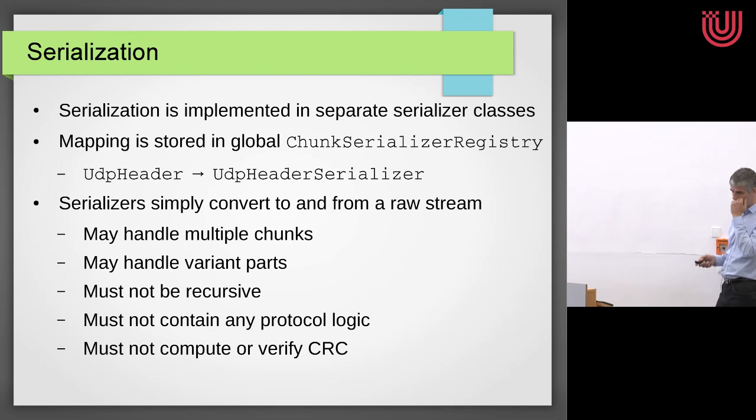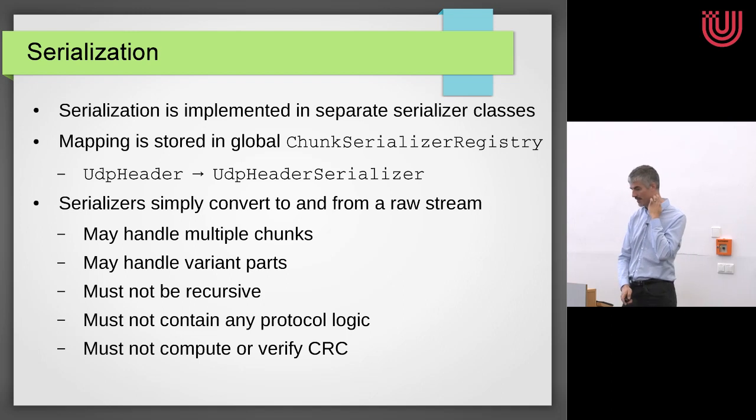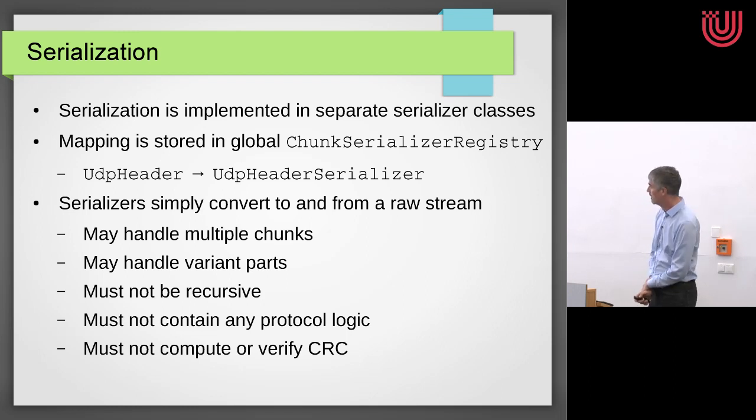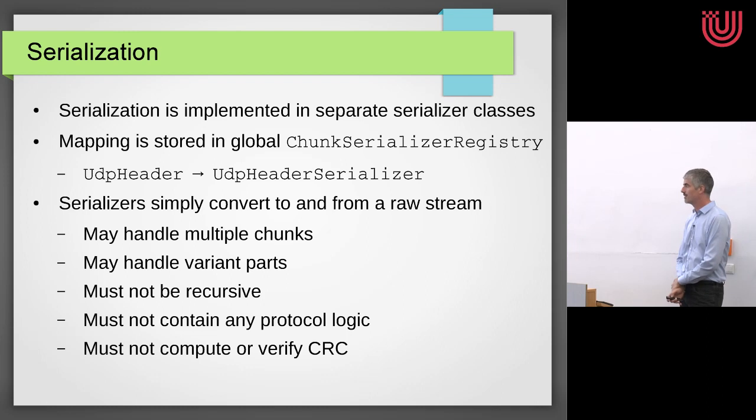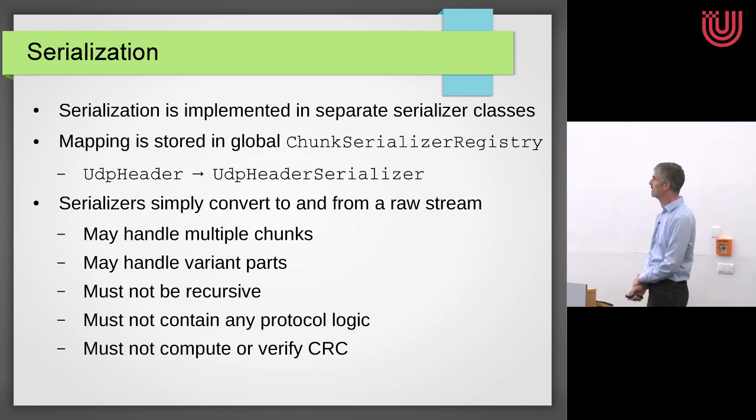Serialization also had to be changed. In INET 3.6, we serialized packets, but now we have to serialize chunks instead. What is important here, I would stress, is that in the past, serializers often contained protocol logic, which was absolutely terrible. So from now on, serializers simply convert to and from a raw stream of bytes. That's the task that they should fulfill. The rest is implementation detail.